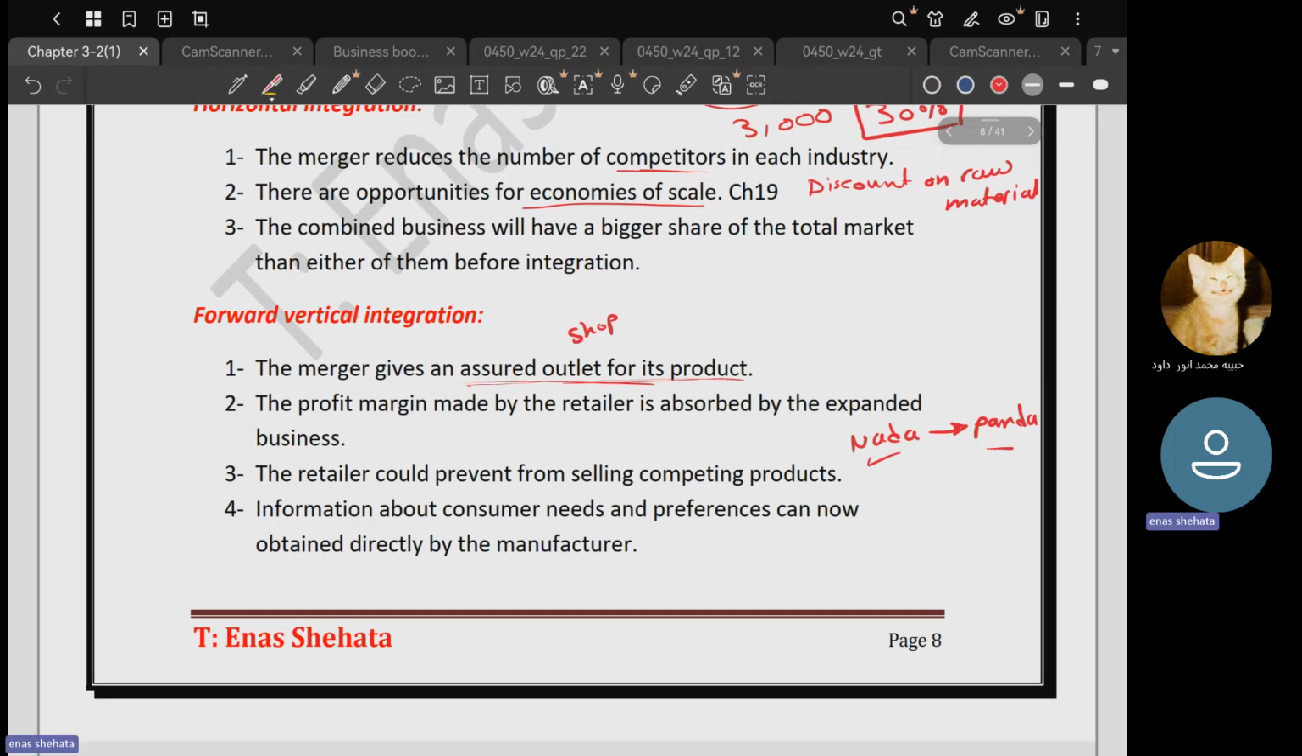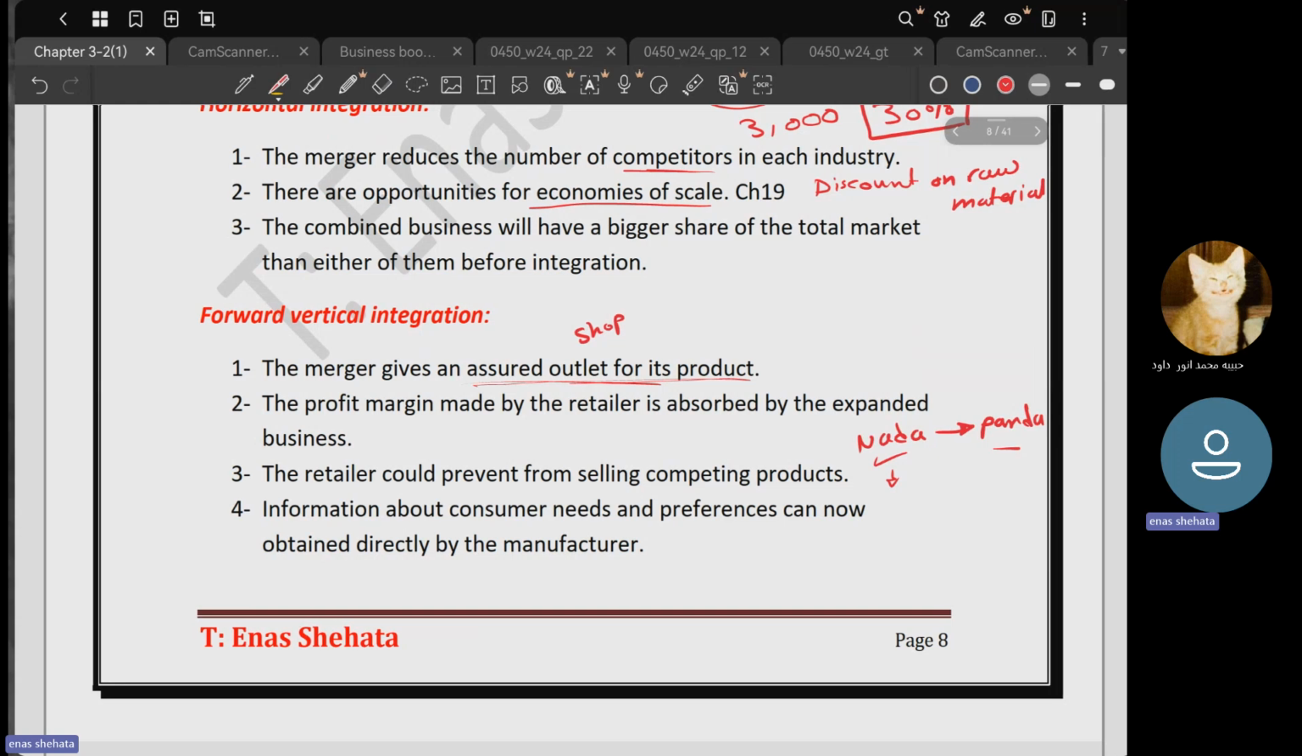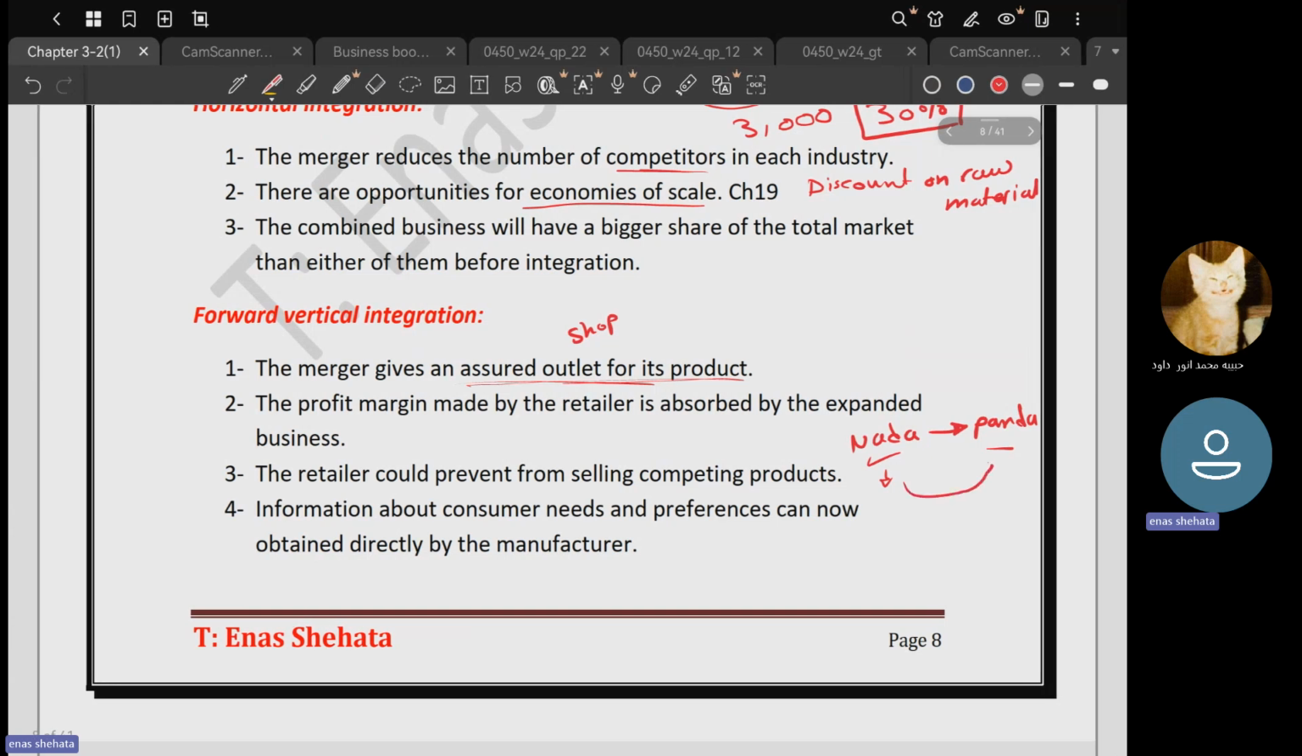Information about customers' needs and preferences can now be obtained directly from the retailer. Nada wants to know which flavor is most liked by customers. So I can gain this information from where? Who has direct contact with the customer? Panda. He sees which kind of juice is sold most.